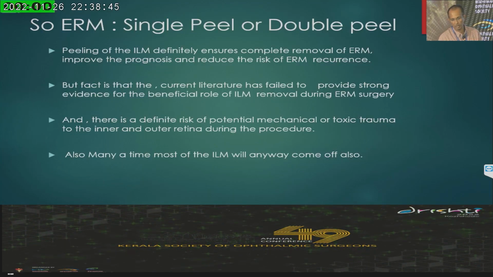So again, coming to the conclusion, peeling of the ILM definitely ensures complete removal of the ERM. It improves the prognosis and reduces the risk of ERM recurrence. But the fact is that current literature has failed to provide strong evidence for the beneficial role of ILM removal during ERM surgery. So it is up to the individual surgeon, and it varies from case to case also. Thank you.